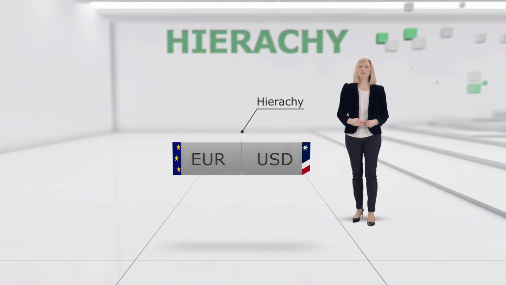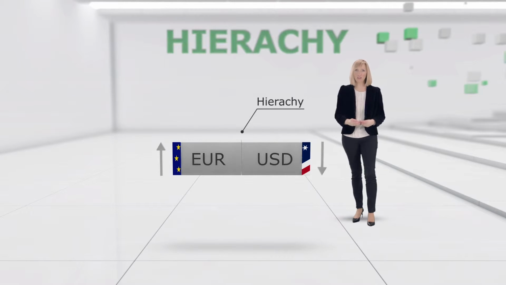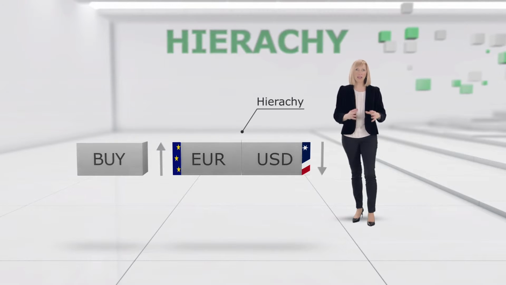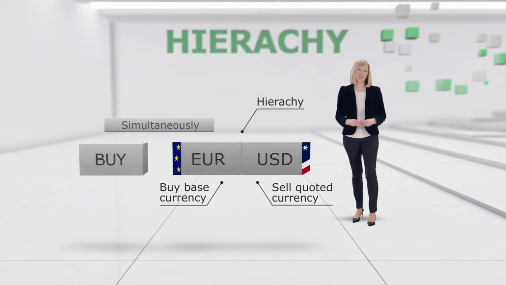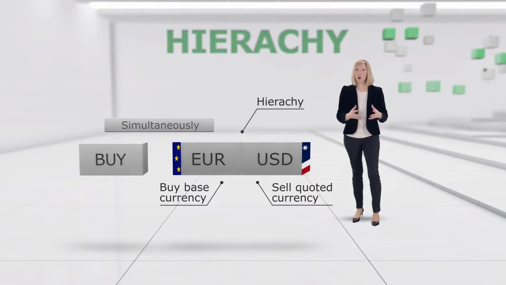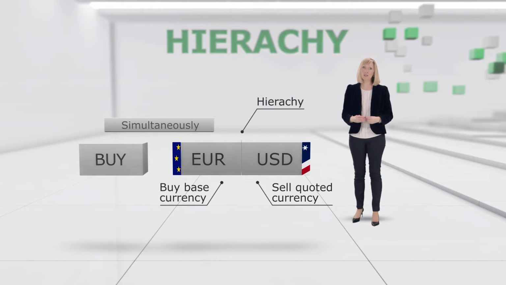So if you wanted to speculate that the euro would increase in value against the US dollar, you would buy euro dollar, meaning you buy euros while at the same time selling the converted amount of US dollars. Meanwhile, if you wanted to speculate that US dollars would rise against euros, then you would sell euro dollar.